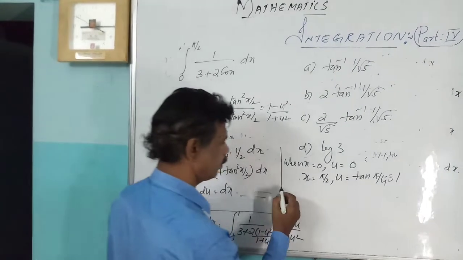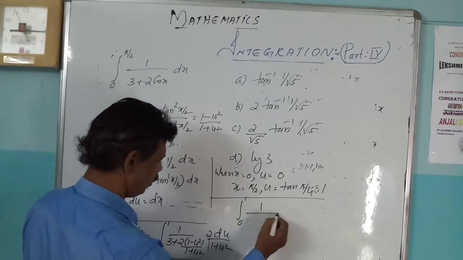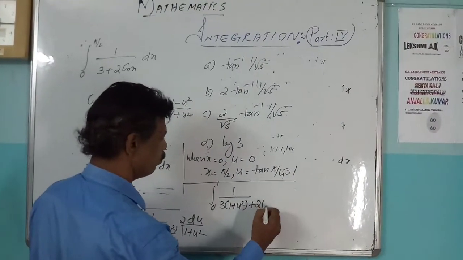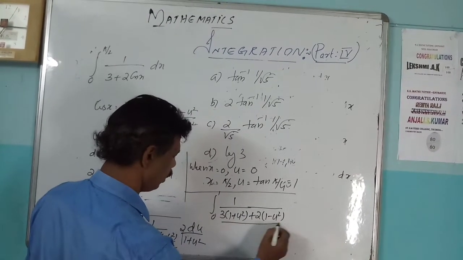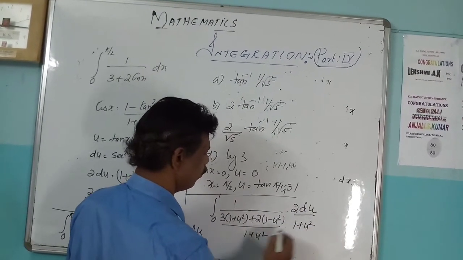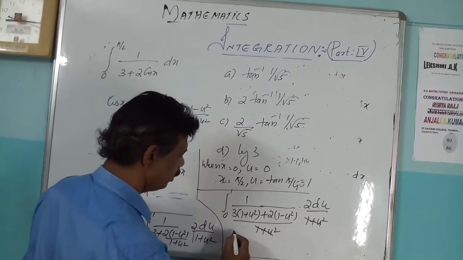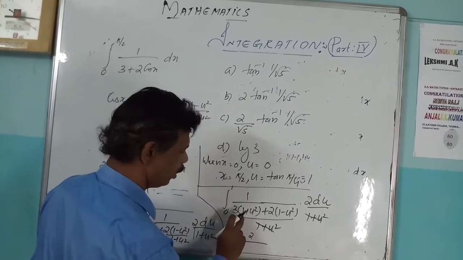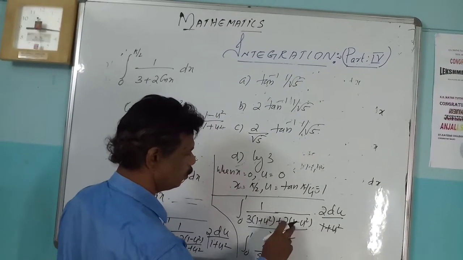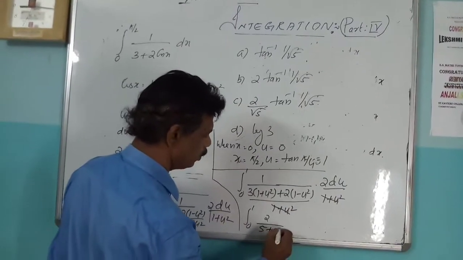That is, the integral of 0 to 1, 1 divided by 3 into 1 plus u square plus 2 into 1 minus u square, whole divided by 1 plus u square, into 2 du divided by 1 plus u square. We can cancel these terms. So the result is integral 0 to 1, 2 divided by 3 plus 3 u square plus 2 minus 2 u square. 3 into 1 is 3, 2 into 1 is 2, 3 plus 2 is 5. 3 u square minus 2 u square gives plus u square du.